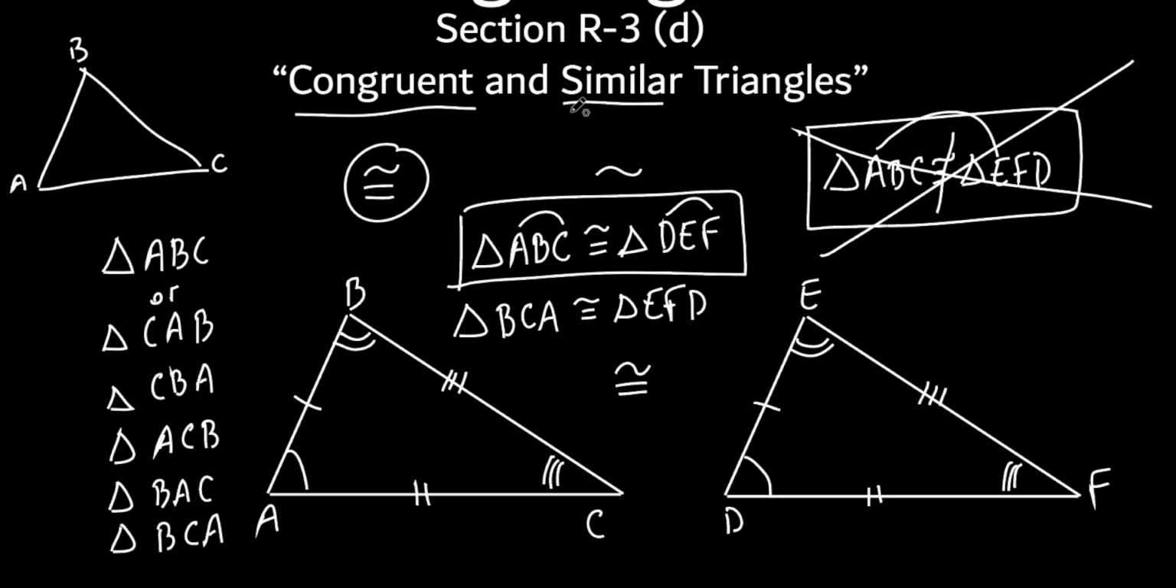They do some other thing. I think I'm going to skip that. Let's jump to similar triangles. What's the difference between being similar and being congruent?